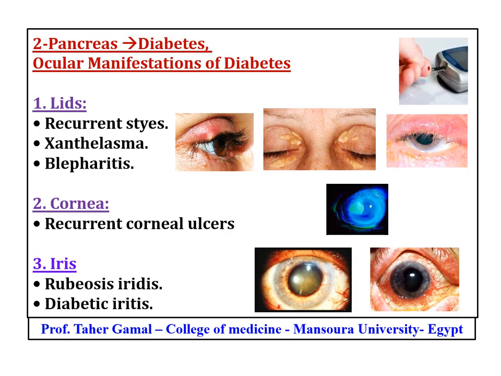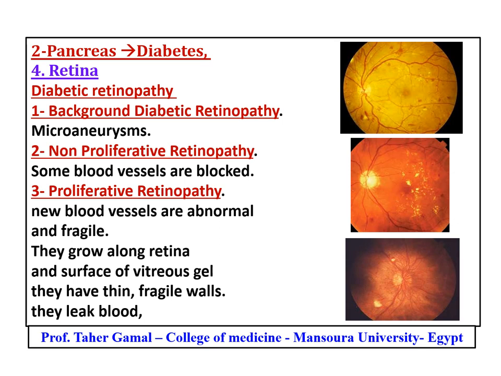Other ocular manifestations of diabetes: in the eyelids, in the form of recurrent sty, xanthelasma, blepharitis; in the cornea, recurrent corneal ulcers; in the iris, there is rubeosis iridis and diabetic iritis; in the retina, there is diabetic retinopathy. Diabetic retinopathy passes into different stages. The first stage is background diabetic retinopathy with microaneurysm. The second stage is non-proliferative diabetic retinopathy. Some blood vessels are blocked. The third stage is proliferative diabetic retinopathy. New blood vessels are abnormal and fragile. They grow along the retina and surface of vitreous gel. They have thin, fragile walls. They leak blood.